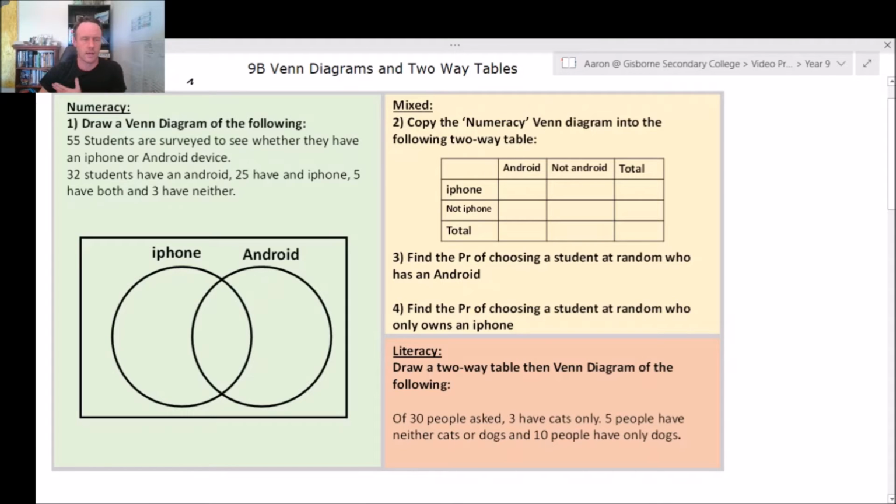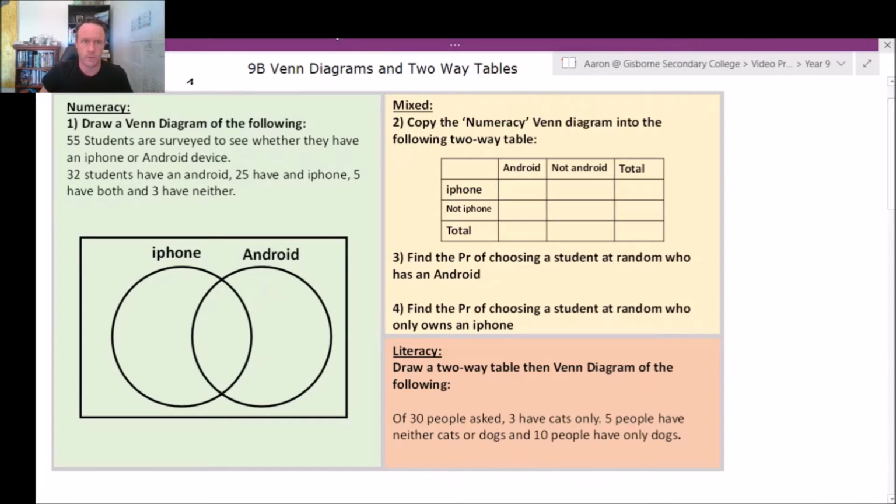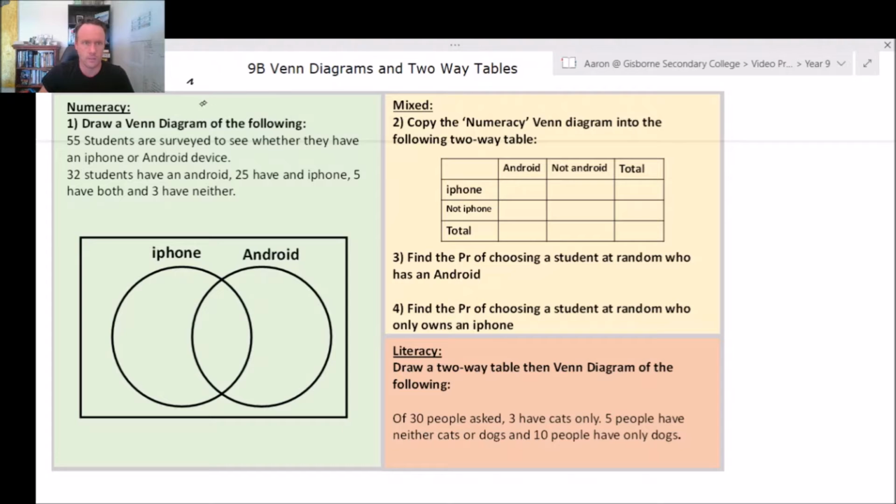There it is. Today we look at Venn diagrams and two-way tables and how they're related and how to fill them out. So we'll kick off with this first one in the light green area. It asks us to draw a Venn diagram.